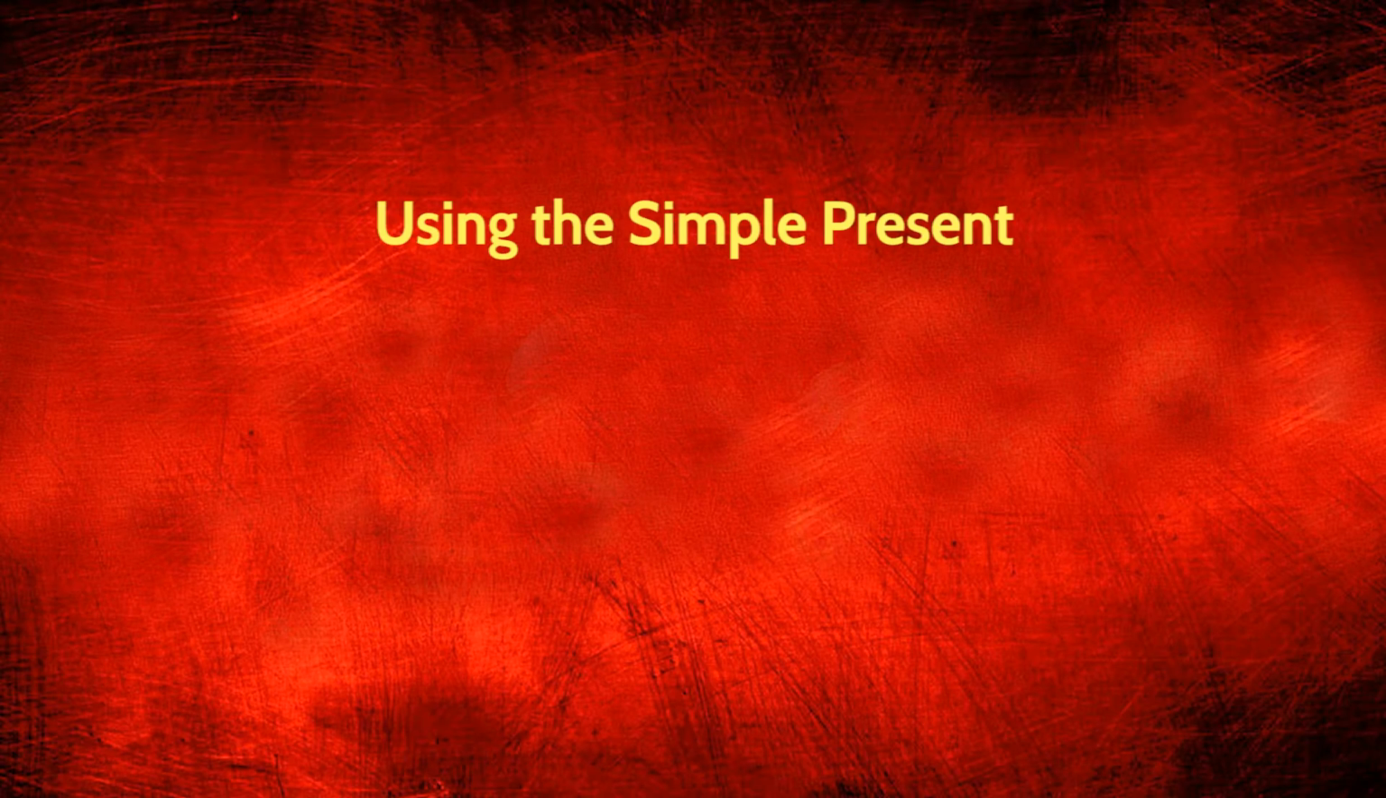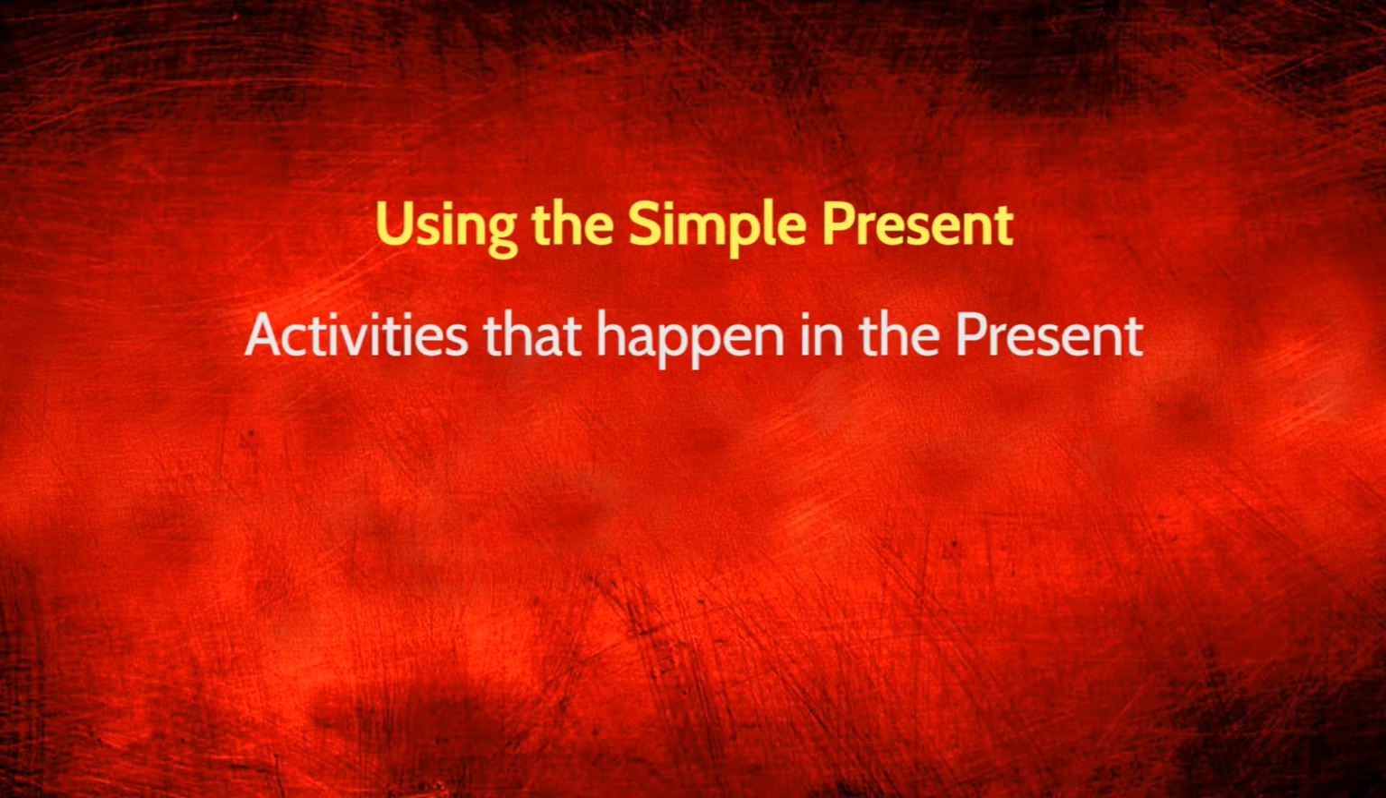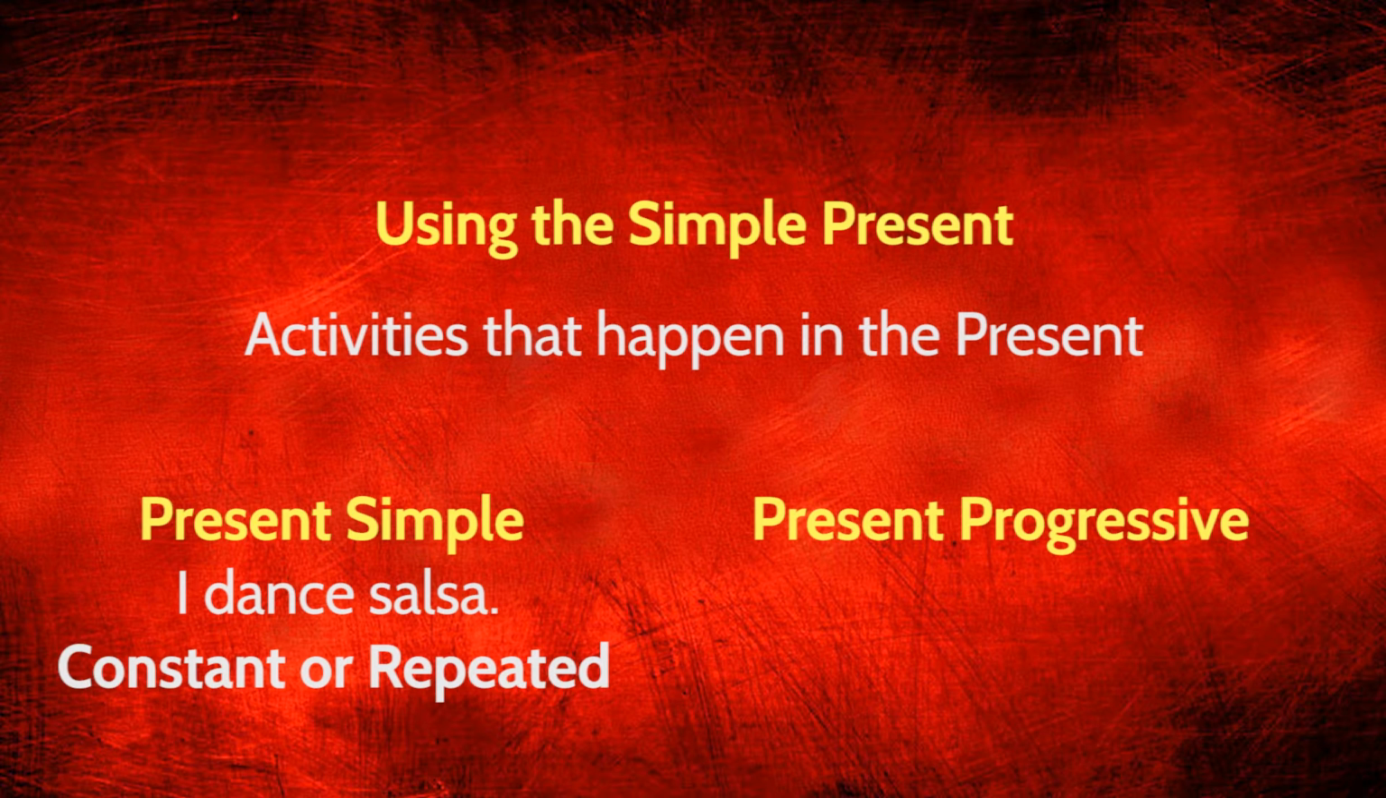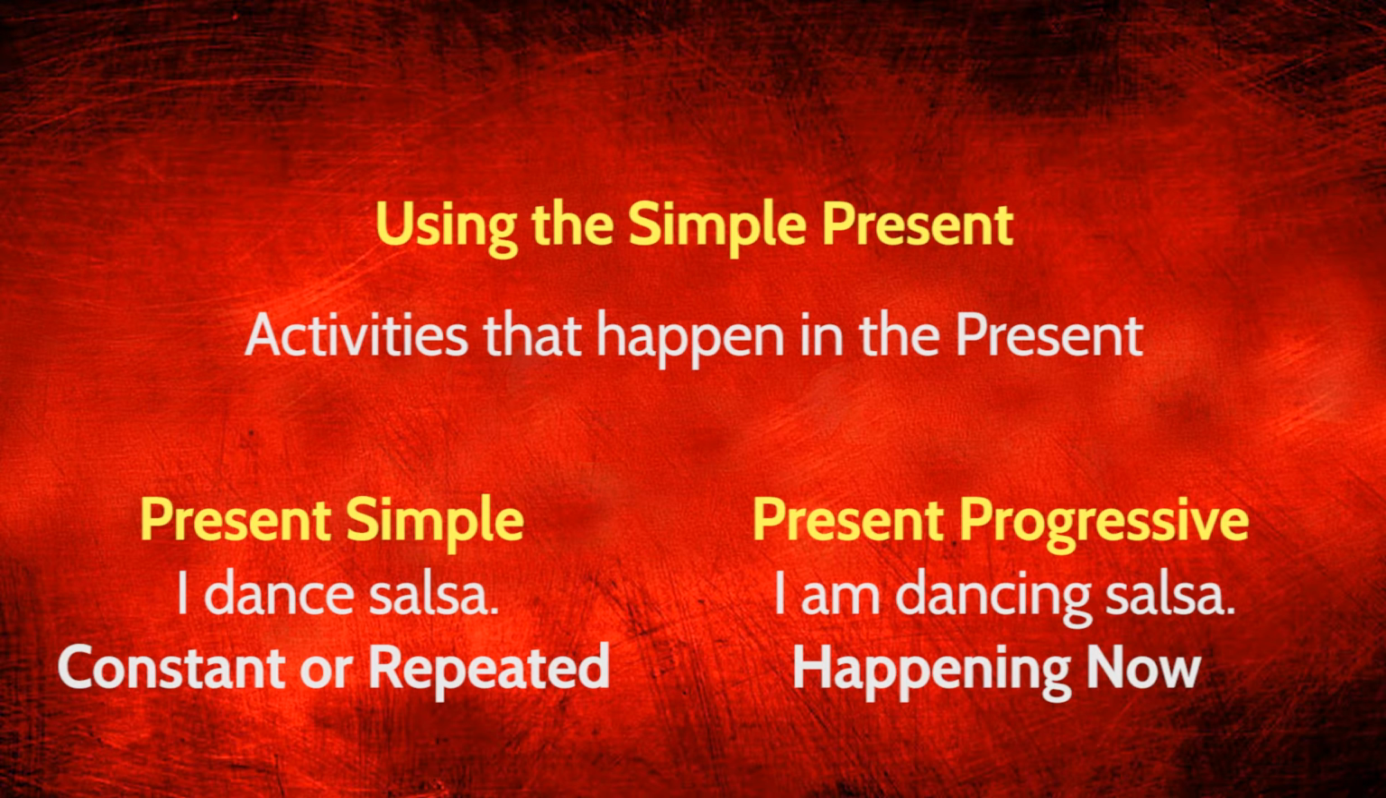We use the simple present in Spanish when we want to talk about activities that happen in the present. In English, we use either the present simple or the present progressive to talk about events in the present. The present simple in English, as in I dance salsa, implies that the activity is of a constant nature, like a habit. We use the present progressive, as in I am dancing salsa, to express that the activity is happening right now and will come to an end in the future.